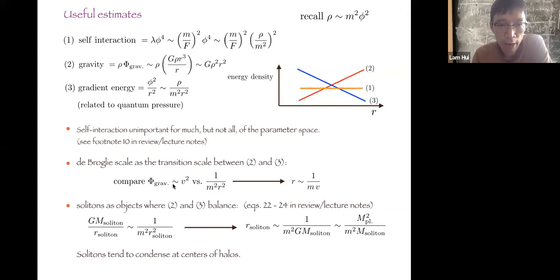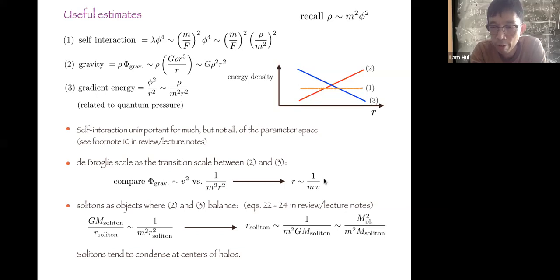Okay, so if I estimate the gravitational potential by V squared, then if I equate V squared with 1 over m squared r squared to find the transition scale, which is this crossover point, you can see the crossover is precisely the de Broglie wavelength, 1 over mv. So this is one way where the de Broglie wavelength shows up, basically.